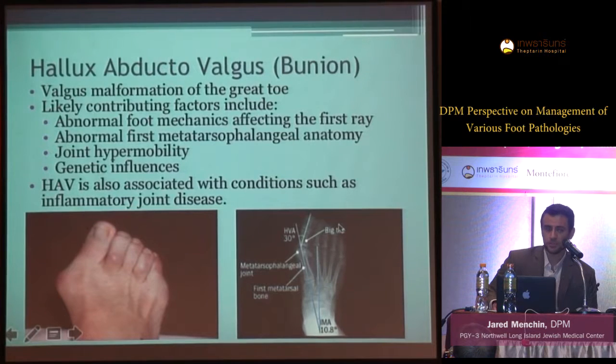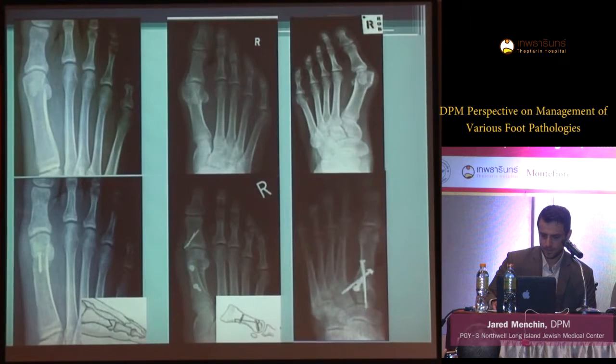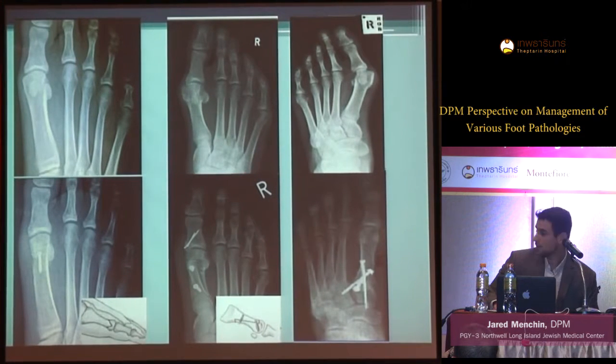With bunions, you don't want to just shave off the bump because you're not actually fixing any of the biomechanical deformities that cause this, and it will recur. So you can see here, starting with the top left picture, that would be considered a mild bunion deformity. For something like that, we would do what's called a distal chevron osteotomy, which you can see in the small picture on the bottom of the screen.